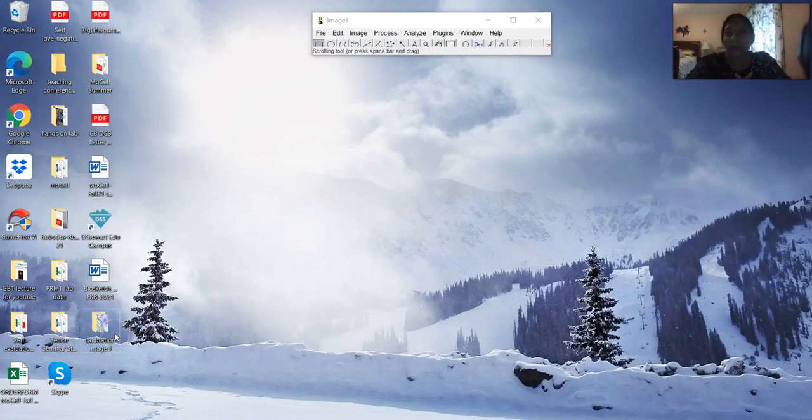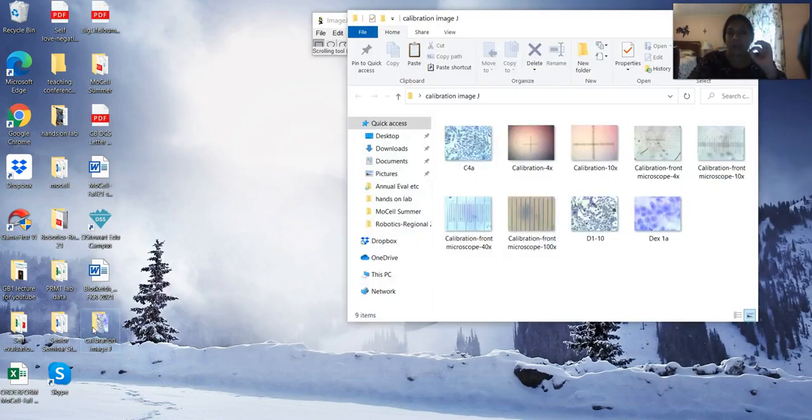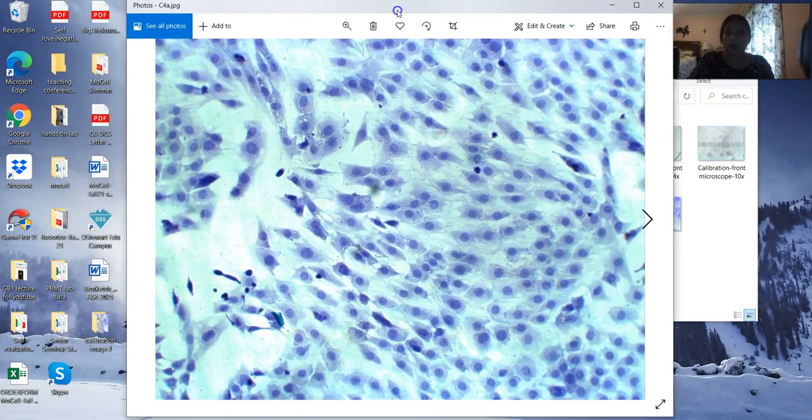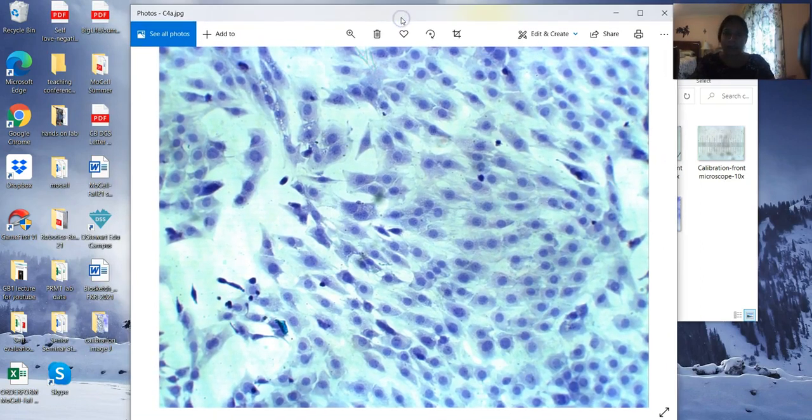Okay, hi. Today we are going to talk about what we do when there is no scale bar on an image that we want to use for measurement of cell size or cell body diameter, anything like that, like the one that we have right here.